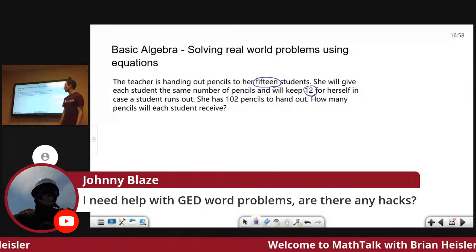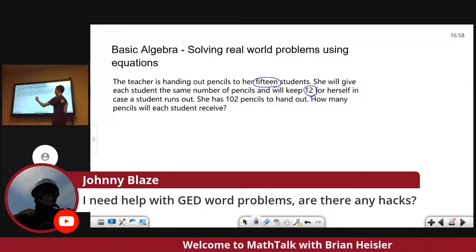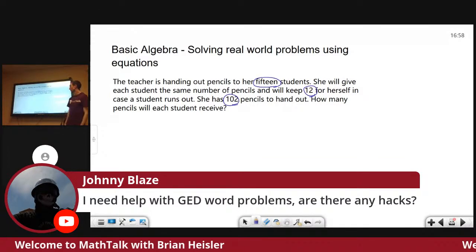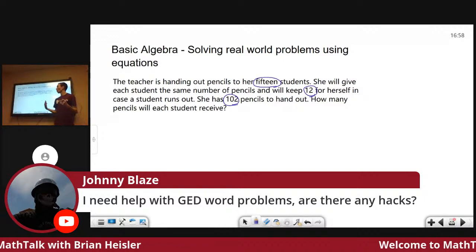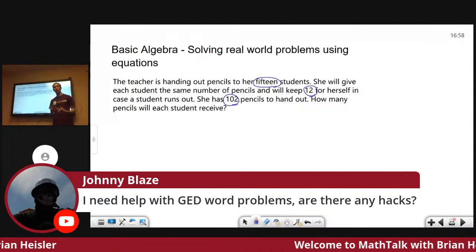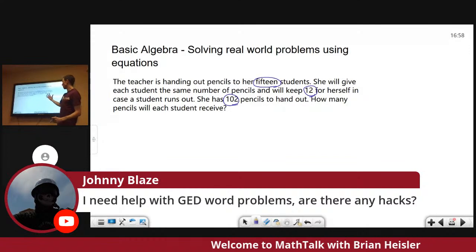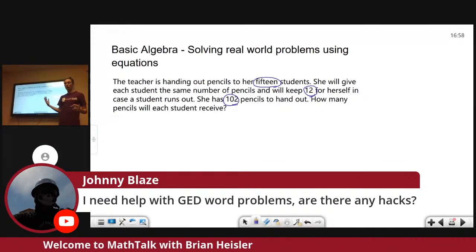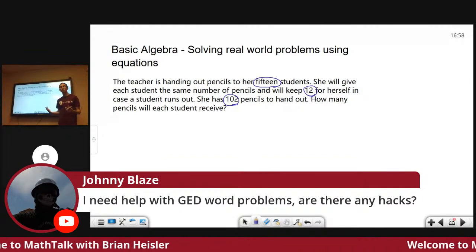And in case the student runs out, she has 102 pencils, all right? How many pencils will each student receive? Okay, so I need to figure out what's being asked here. I have 102 pencils, and I have 15 students.